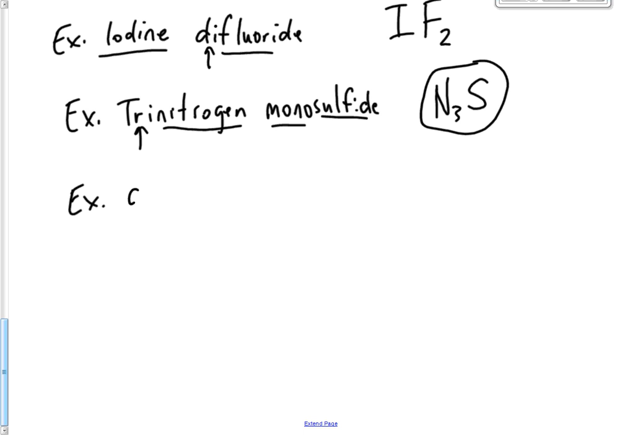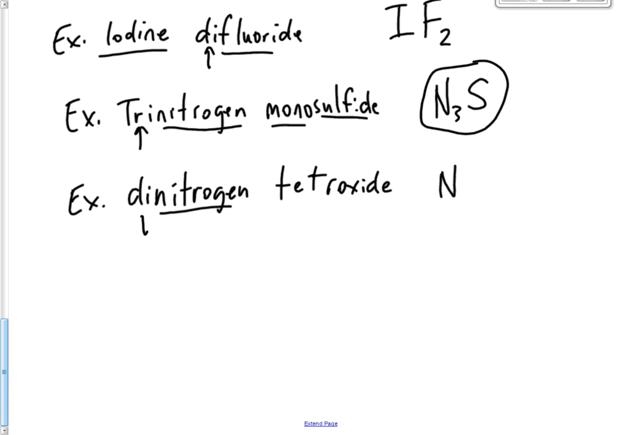Last example, dinitrogen tetroxide. It's very sloppy. I think you get it. Nitrogen, N. Di means 2, so you put your subscript of 2. Oxide is oxygen. Tetra is 4. So this is your answer.